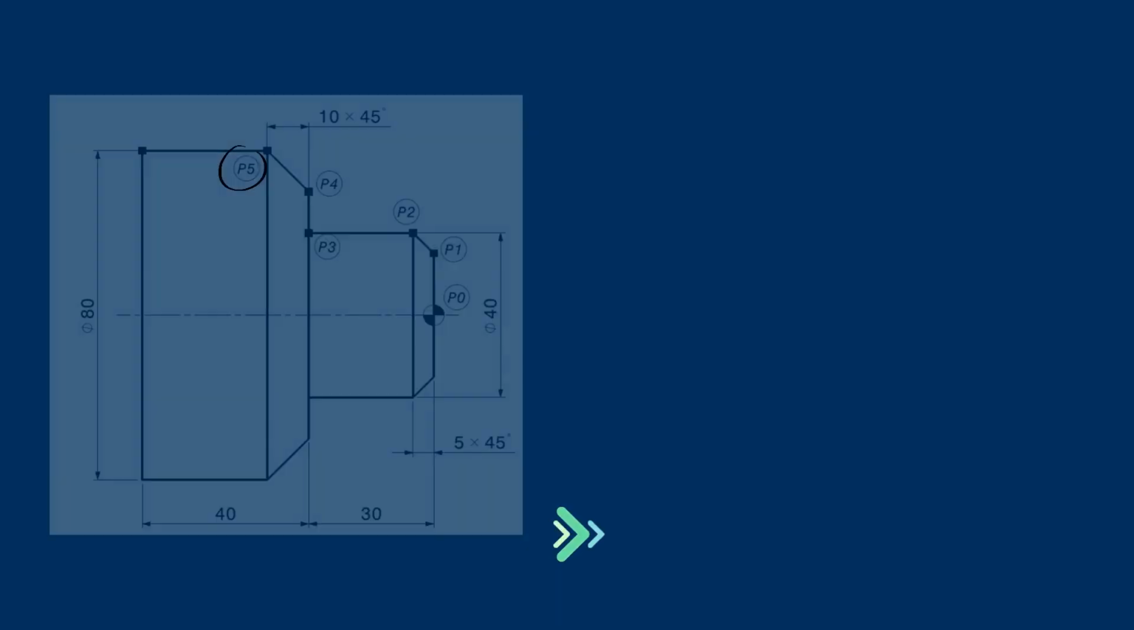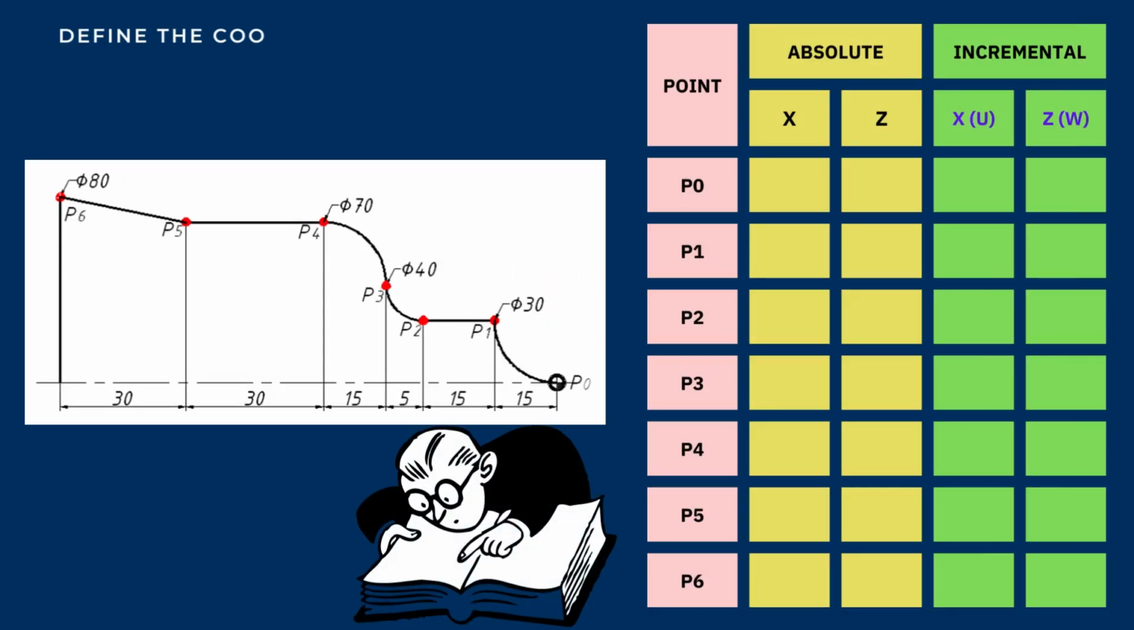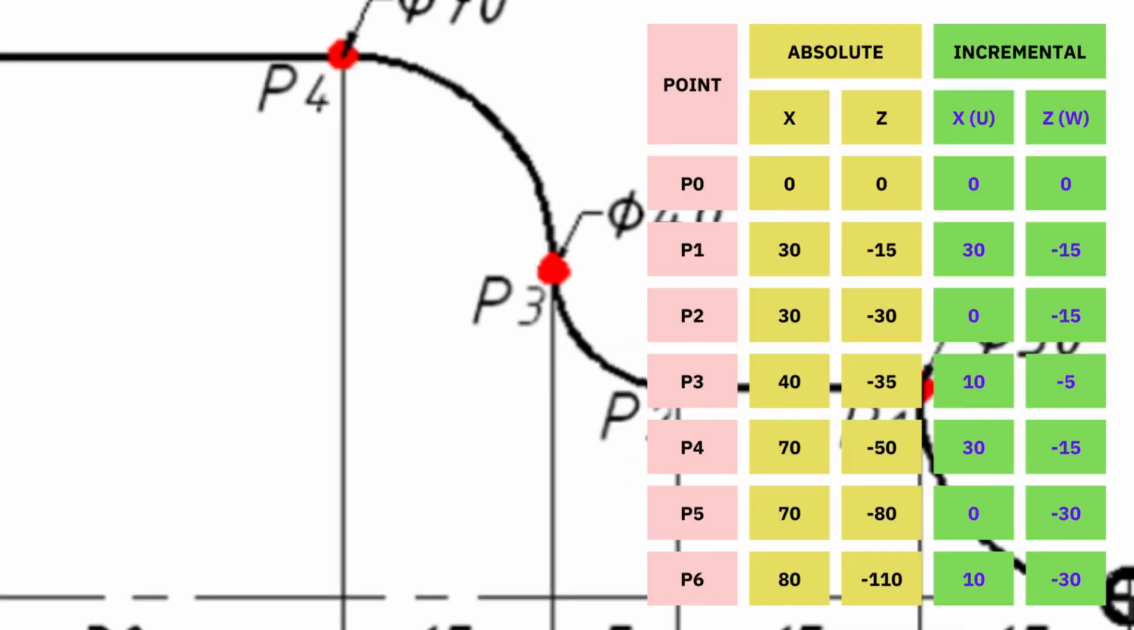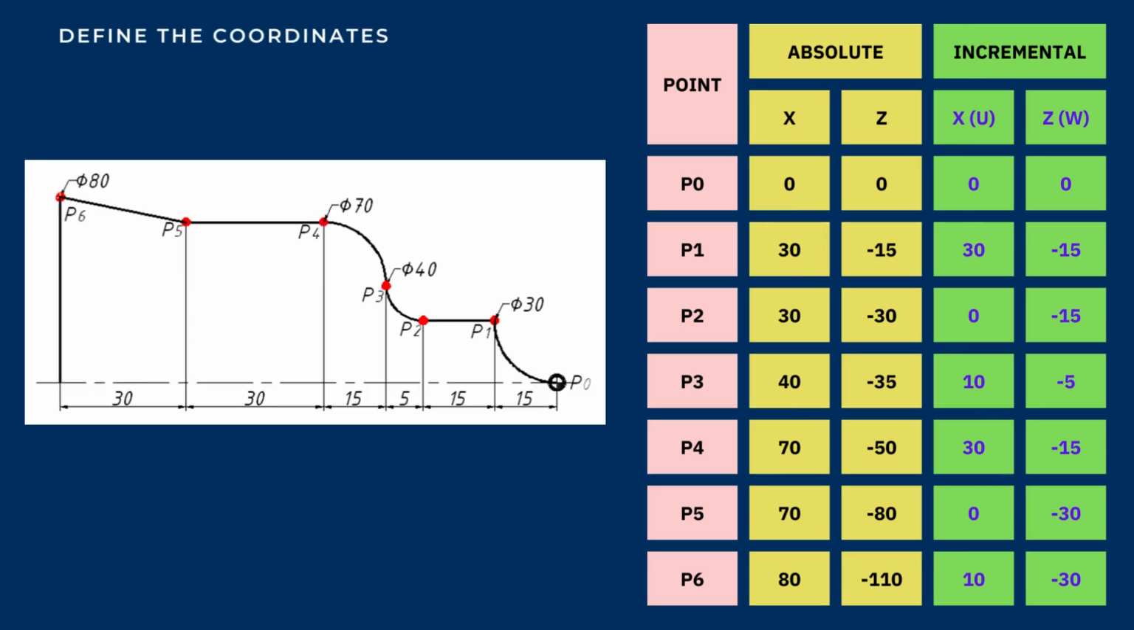Let's determine the positions of the points indicated by P0 and P6 in the figure according to the absolute and incremental coordinate system. Compare the values you noted on the previous page with the values given in the table. If your results are wrong, please repeat the lesson.